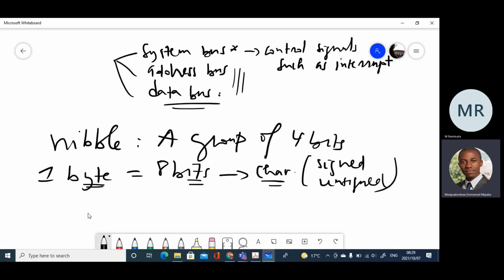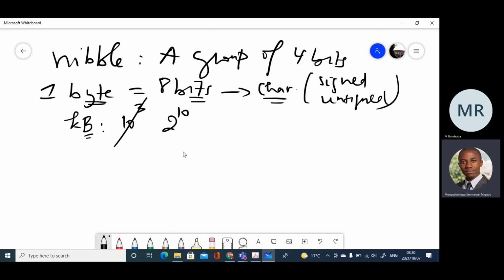Then, when we go higher, we've got multiples of bytes, of which we've got a kilobyte. For kilobyte, we use a capital KB. And the kilo, unlike in other measurement systems where kilo normally means 10 to the power 3, when it comes to memory or storage, kilo means 2 to the power 10, which is 1024 and not 1000. A lot of people make that confusion.